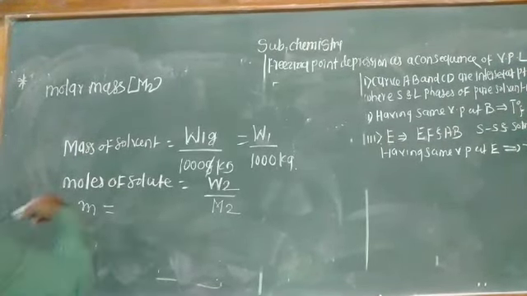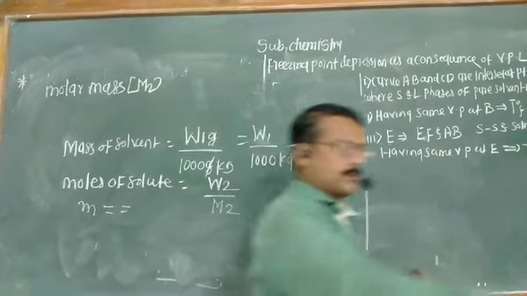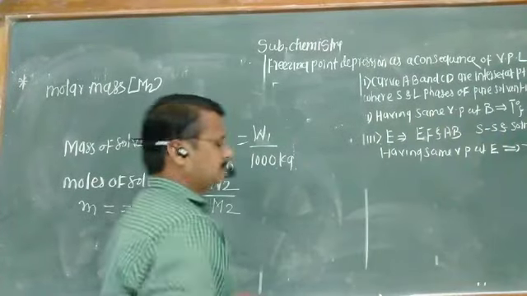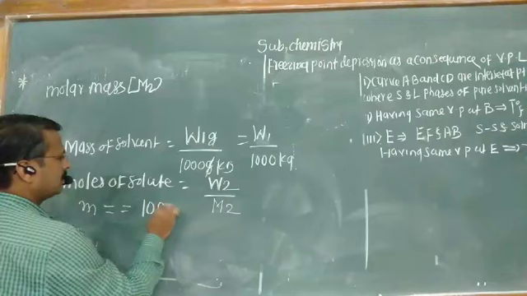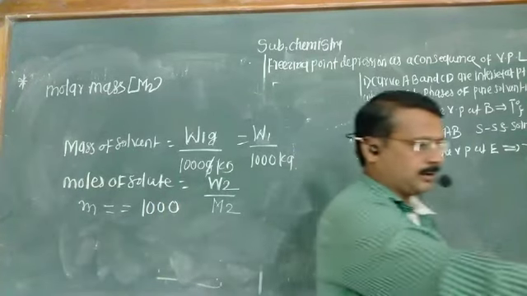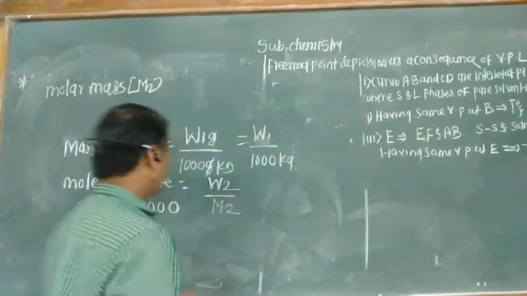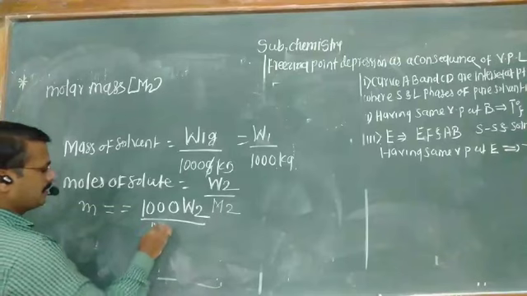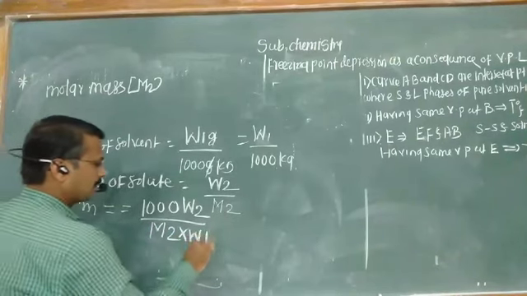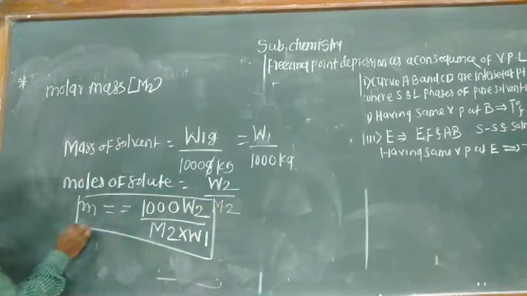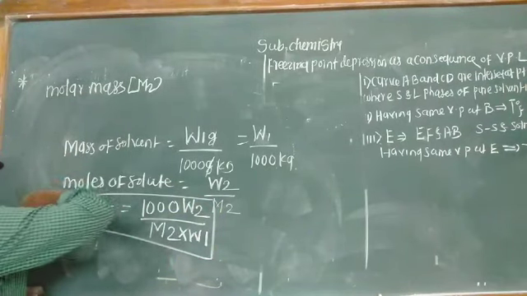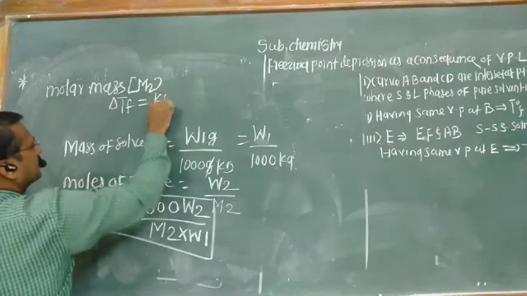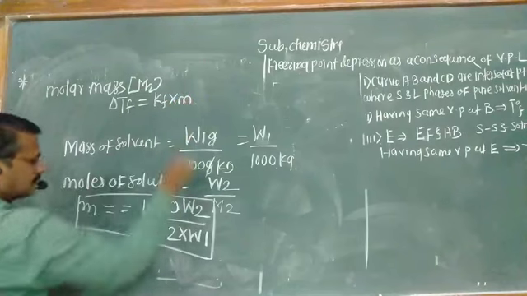ओके, आणि मग m ची किंमत आपण इथे टाकली होती. ती m ची किंमत टाकल्यानंतर आपण ती किंमत काय टाकली होती m ची बघा, 1000 W2 divided by M2 into W1. This simplification gives the value, and putting this value of molality in equation number first. आपल्याला मोलर मास डिटरमाइन करायचं म्हणून delta TF is equal to Kf into m.